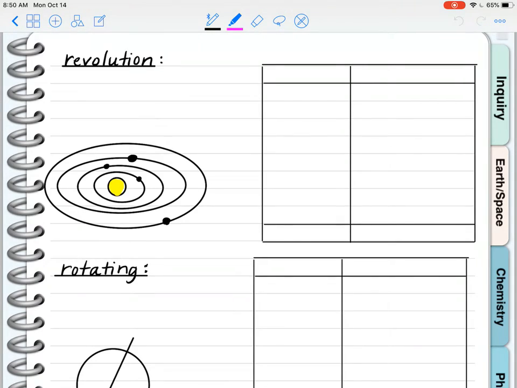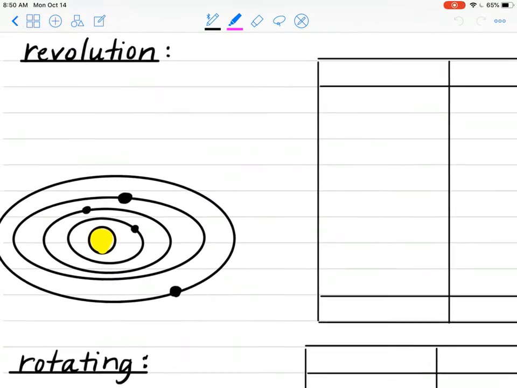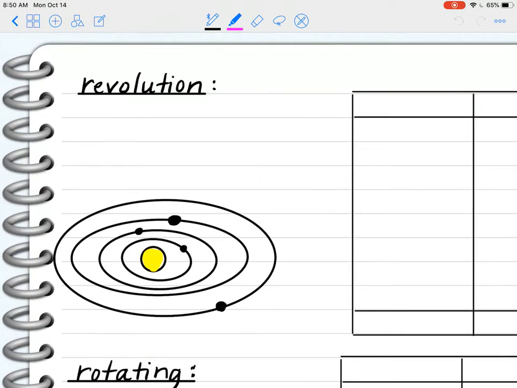The term is revolution, and you may have seen this term in social studies to refer to a war, but this is revolution. It is the path of an object around another object.